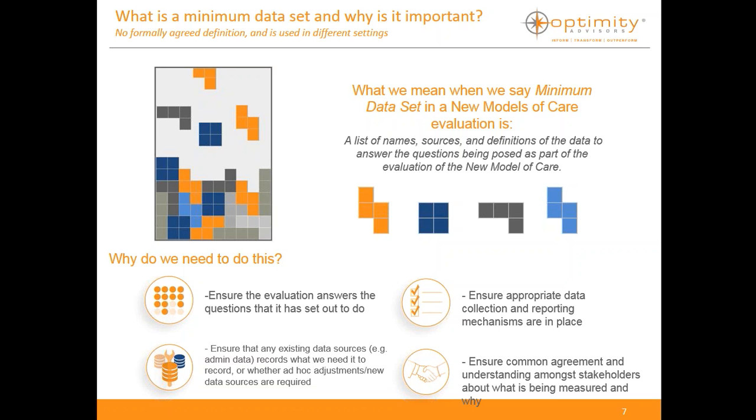Thirdly, we need to ensure that appropriate data collection and reporting mechanisms are in place, either for new or existing data sources. And finally, actually doing this process of defining a common data set and a minimum data set can help ensure agreement and understanding amongst stakeholders about what is being measured and why. A good example here is, and I'll return to this later, capturing patient experience and outcome metrics is often important to gather the buy-in and the engagement of patients and stakeholders in an evaluation of a new model of care.